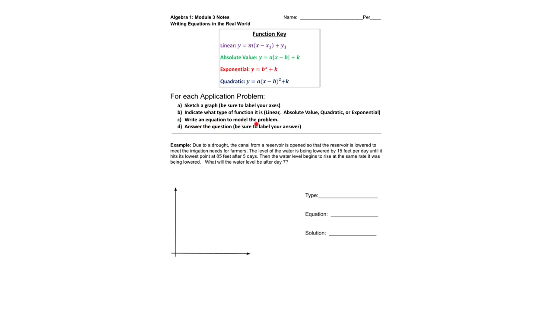Then we're going to write an equation that models the situation that we're given. Then we're going to use that equation to answer the question that's being asked. And we're going to label our answers with whatever units we're given. So I'm going to zoom in here on the bottom half of the page.